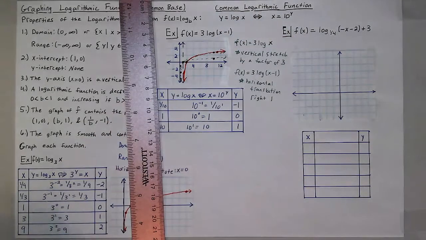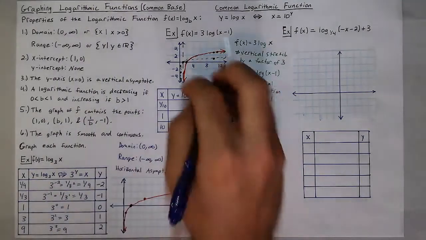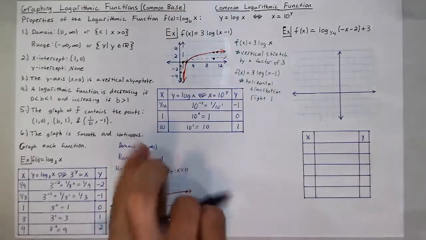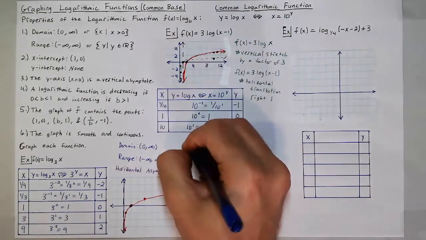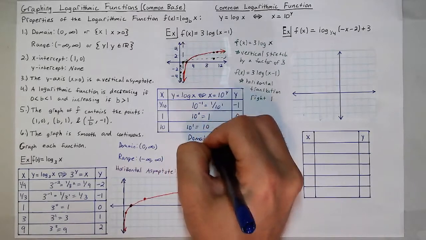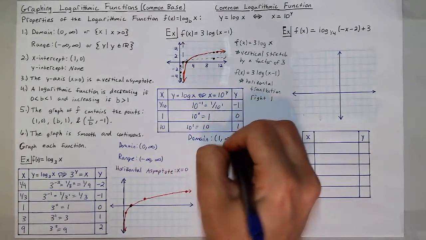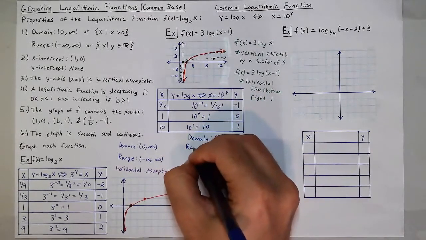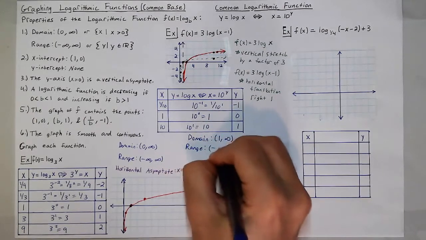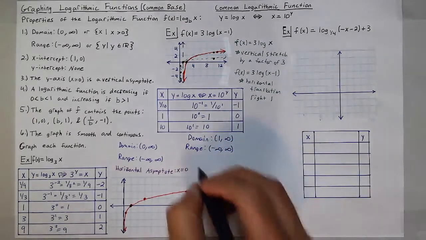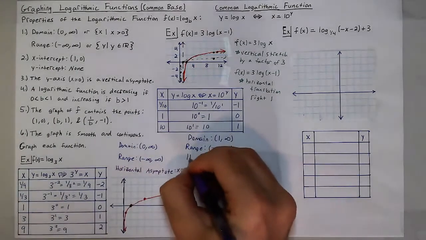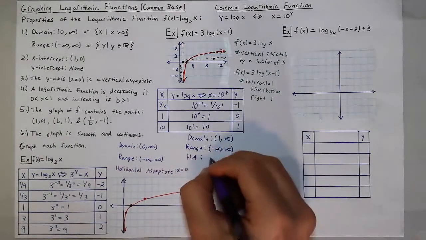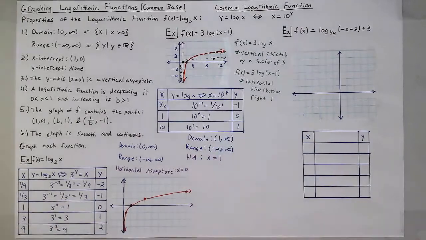So reading out that graph, I can see that my domain is not from 0 to infinity. Since I've shifted to the right, my domain now goes from 1 to infinity. My range is still all real numbers. And my horizontal asymptote, which I'll use HA for short, is x equals 1 this time.